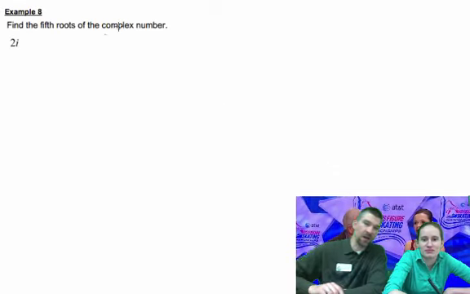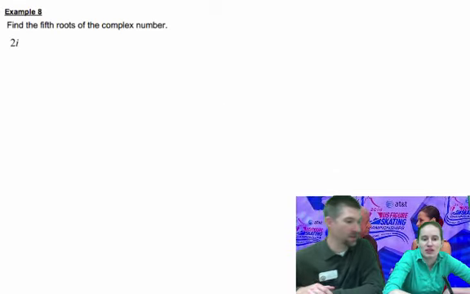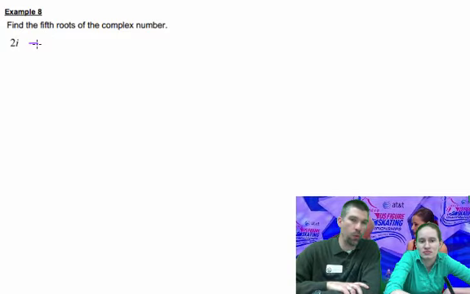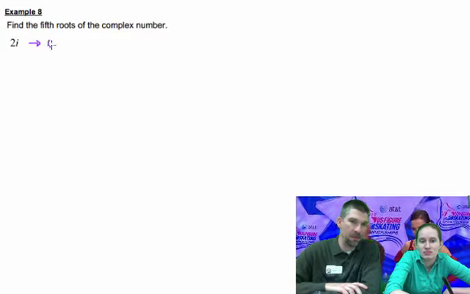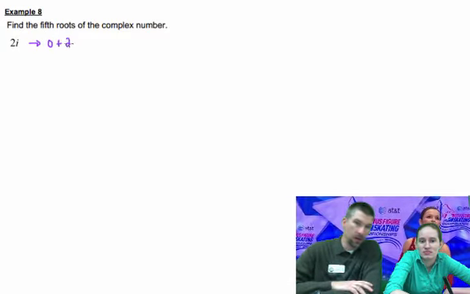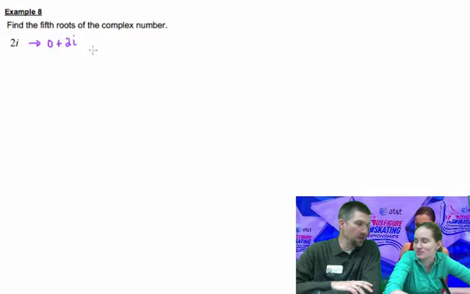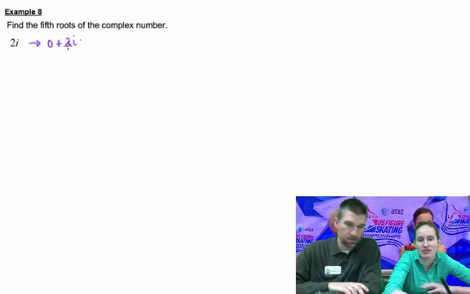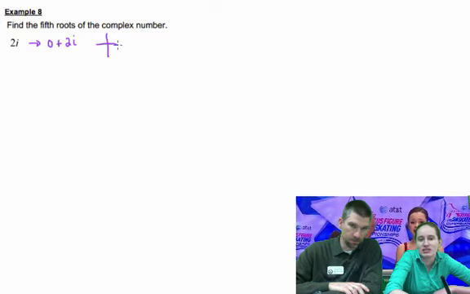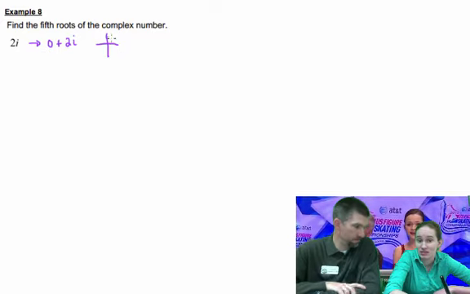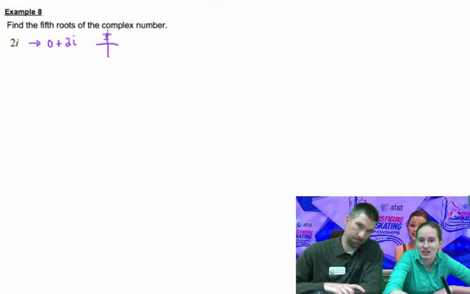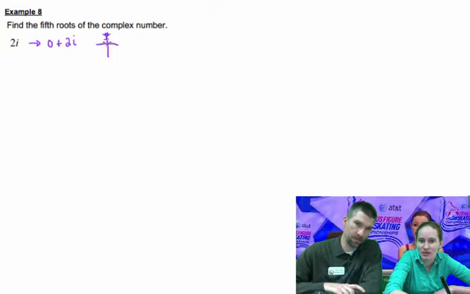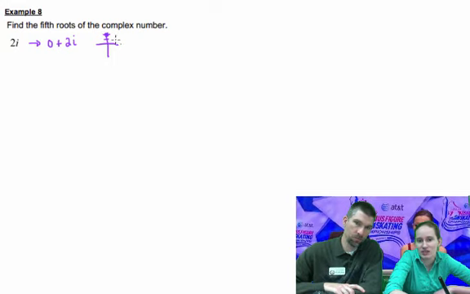Find the fifth roots of the complex number 2i. Wait a second, there's no a plus b. Thank goodness that you wrote that down. In standard form, if we want both parts, it's 0 plus 2i. Oh, I already know what r is. It's 2, because our point is up here at 90 degrees.